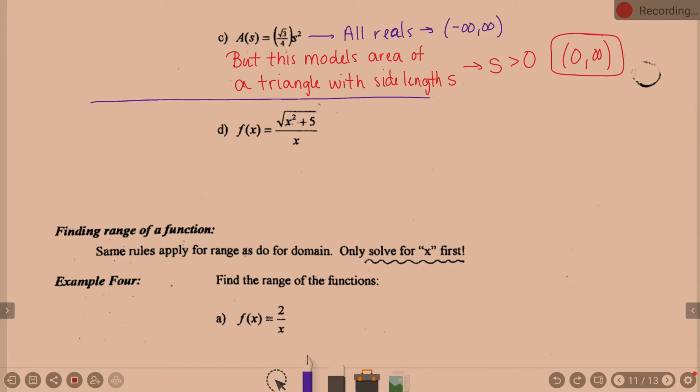You're gonna go to just... Okay, one more domain. D. F of x is the square root of x squared plus 5 all over x. Okay, what are the pieces?